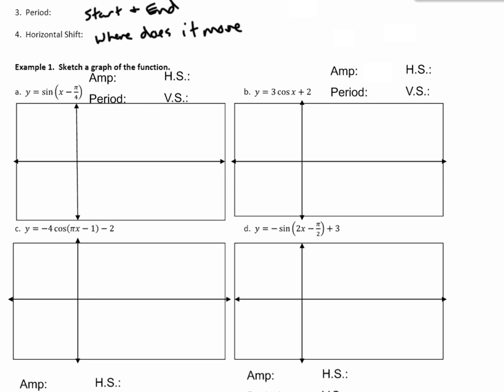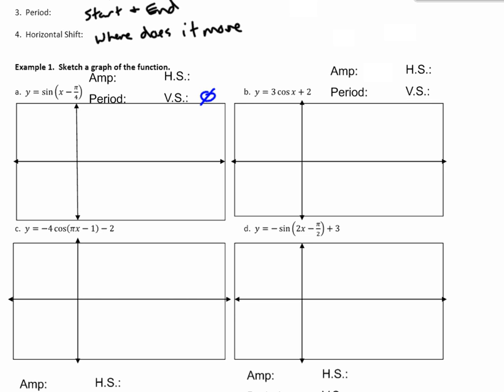At the top, we're going to do some sketching. We want to do sketching in the order of vertical shift, then the amplitude, then the period, and then the horizontal shift. A vertical shift is added or subtracted on the outside of this. Well, there's nothing added or subtracted on the outside.